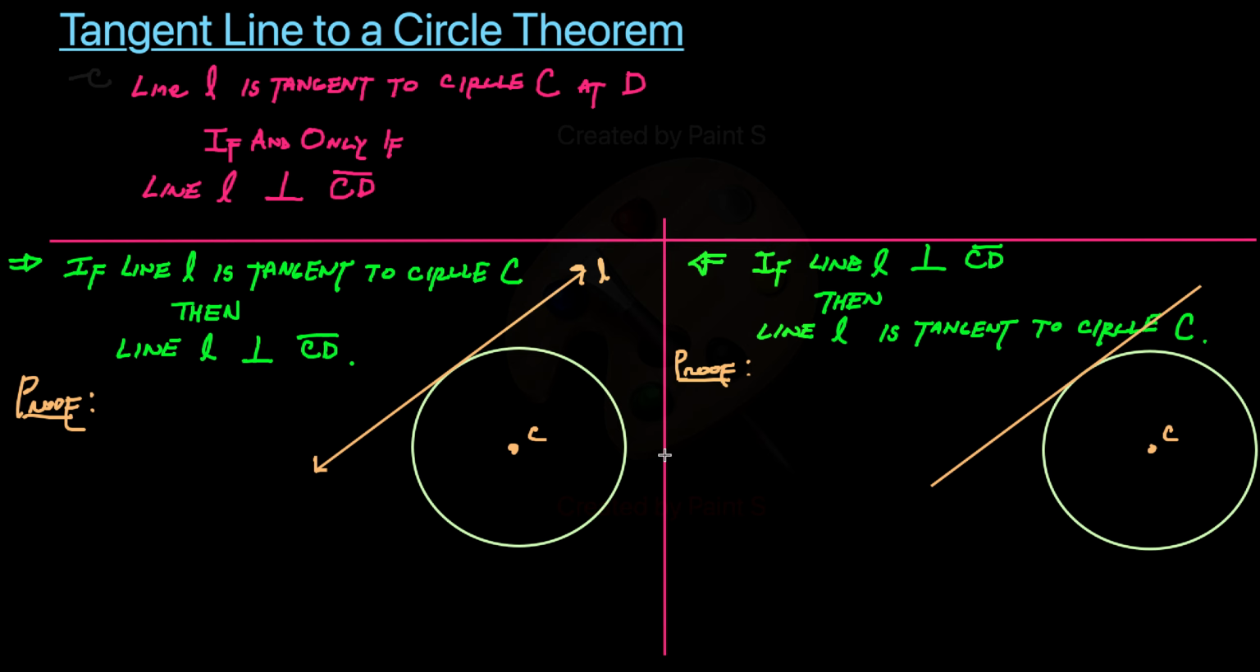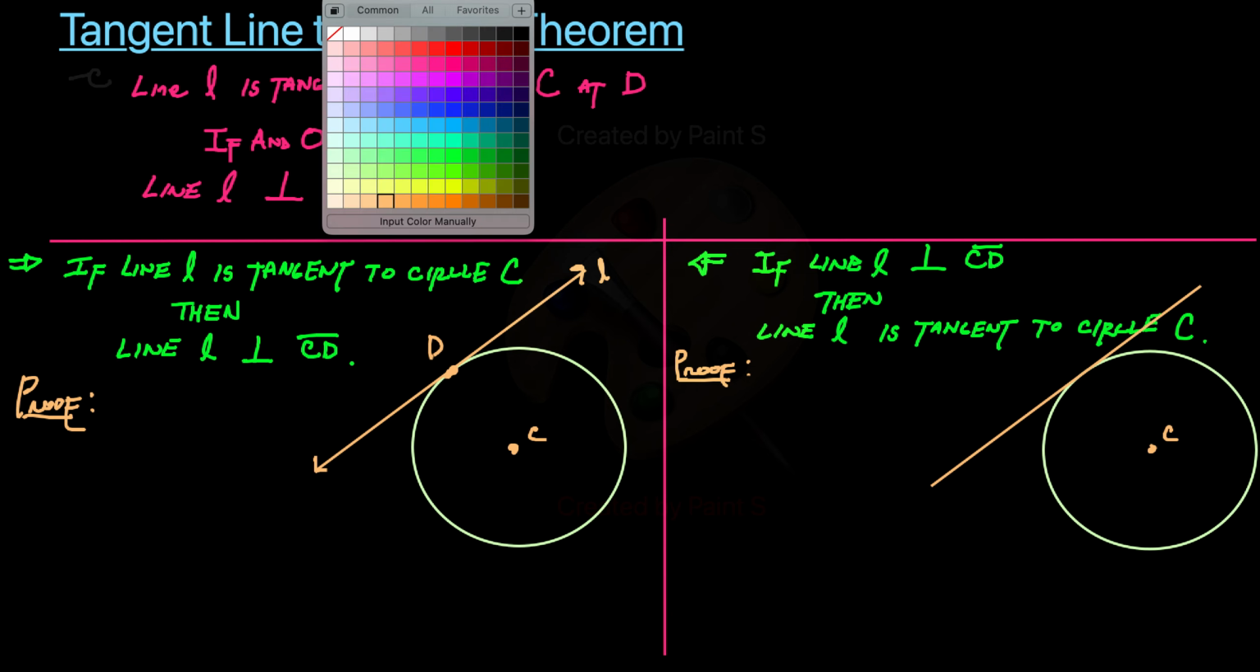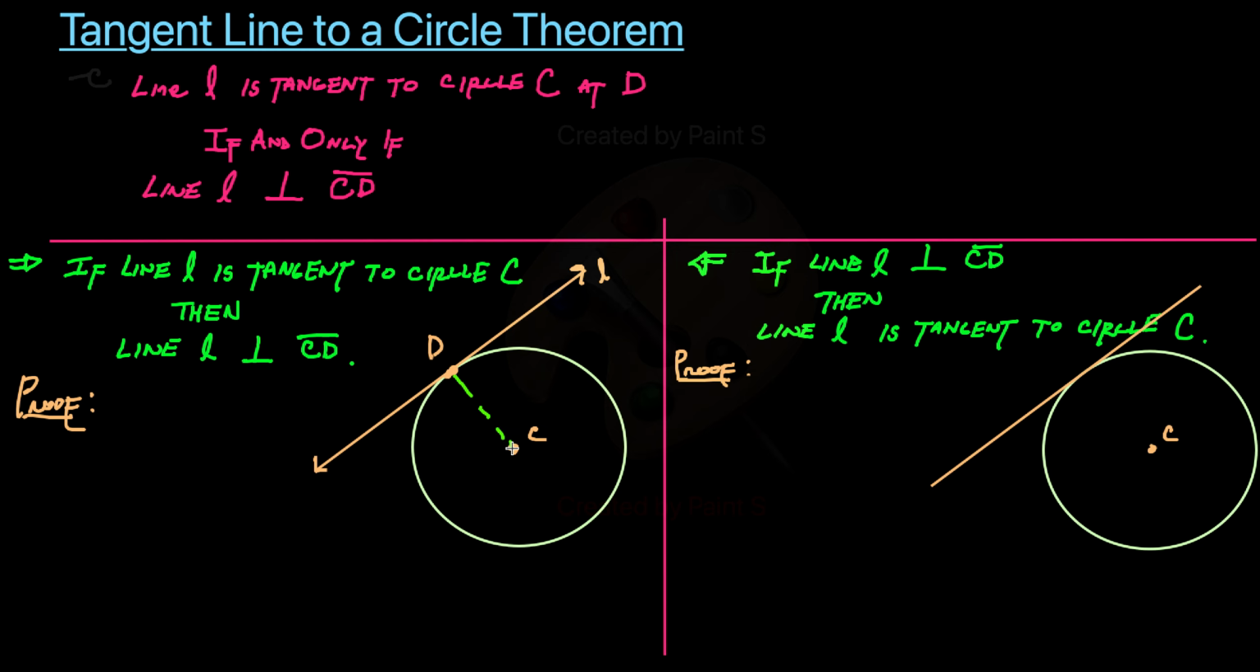It says that line L is tangent to circle C at D. This is the point D right here, where they're tangent, if and only if line L is perpendicular to the segment CD. So what you have here looks something like this. This is the segment CD. And both directions are true, like I said.